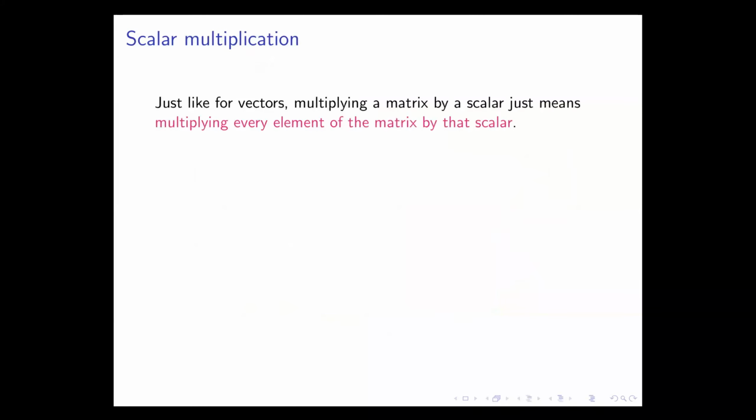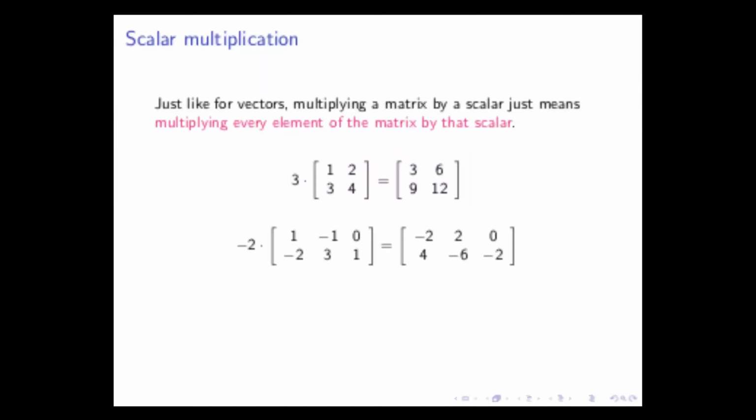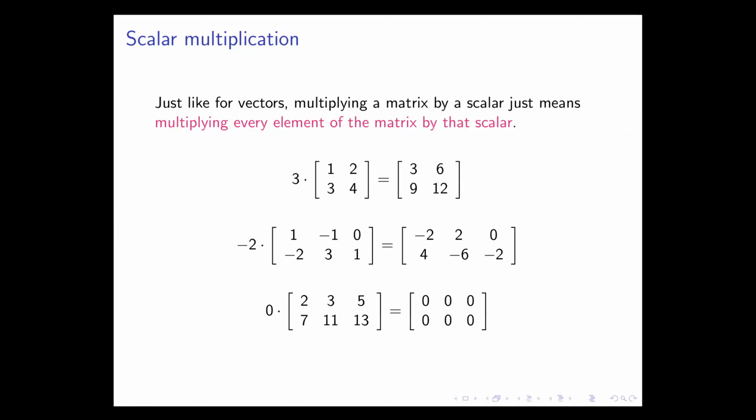You may be familiar with some of them already, so we just have them here to summarize the story. Just like vectors, multiplying a matrix by a scalar means that you multiply every element of the matrix by that scalar. So 3 times this square matrix gives you the matrix on the right. -2 multiplied by this 2 by 3 matrix gives you the matrix over there. And of course, if you multiply everything by 0, you get a 0 matrix.